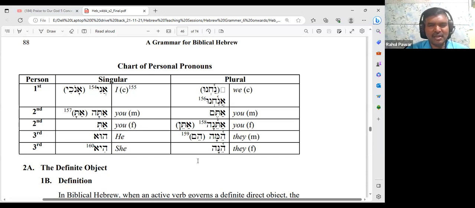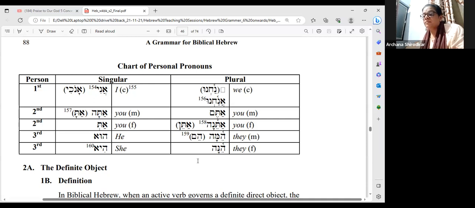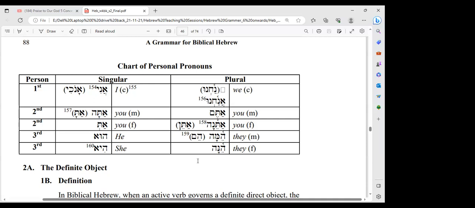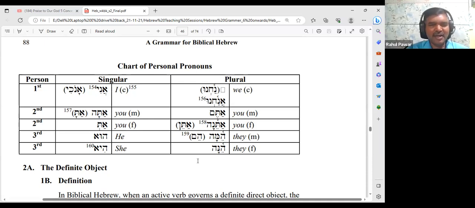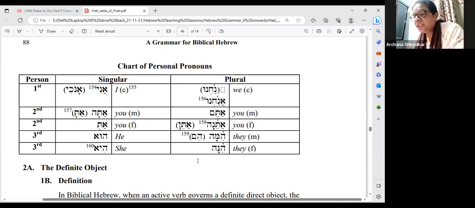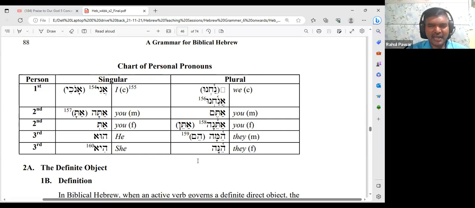So once again, I request all to unmute and say after me this personal pronoun chart. Say Ani, Anochi. Ani, Anochi. Everyone unmute yourself and say after me. Ani, Anochi. Then Anachnu.